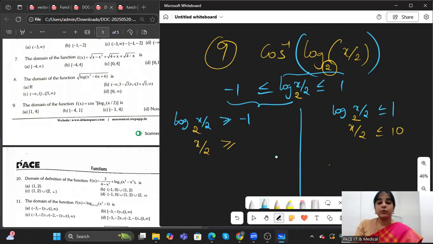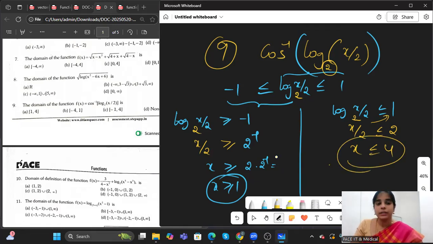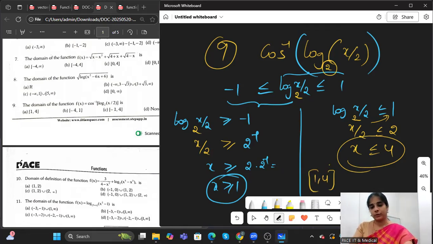Right. Now x by 2 is greater than or equal to 2 to the power minus 1, that is x greater than or equal to 2 into 2 to the power minus 1, so x greater than or equal to 1. Coming here, x by 2 will be less than or equal to 2 to the power 1, so x is less than or equal to 4. So x is greater than or equal to 1 and less than or equal to 4. That will be 1 to 4, your solution range, right?